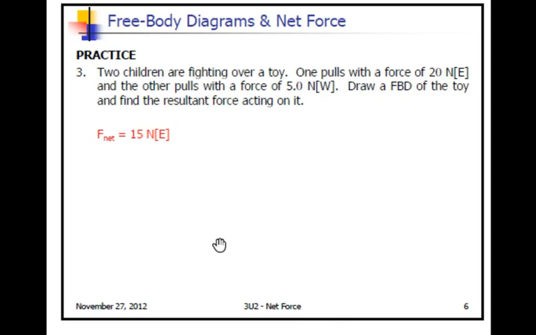Okay, here's a problem. It says two children are fighting over a toy. One pulls with a force of 20 newtons to the east. The other pulls with a force of 5 newtons to the west. This is a pretty simple situation. We don't necessarily need to draw the free body diagram or do much to calculate this. 20 newtons east plus 5 newtons west would be the same as 20 newtons east minus 5 newtons east. So that gets us to 15 newtons east.